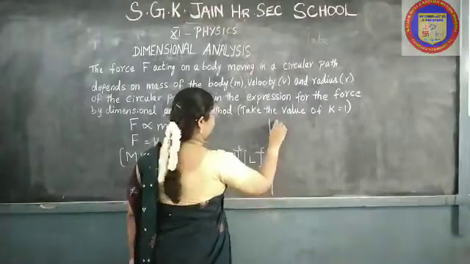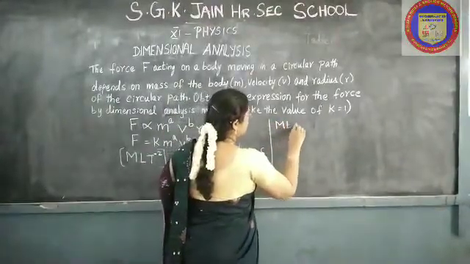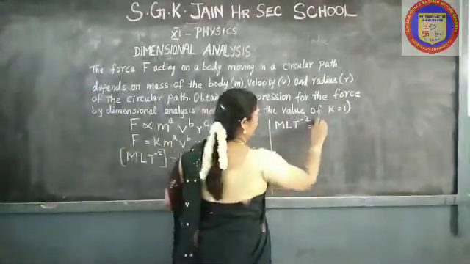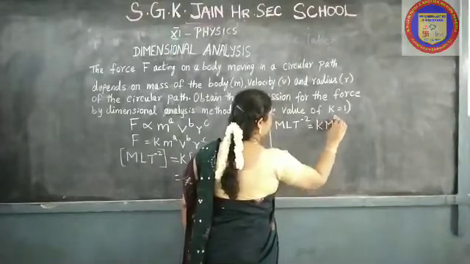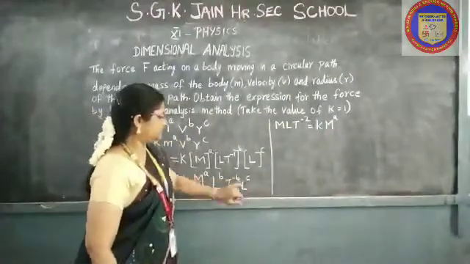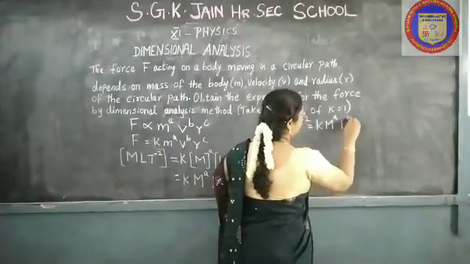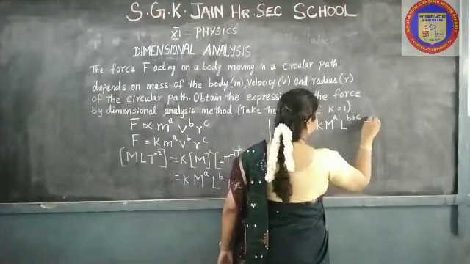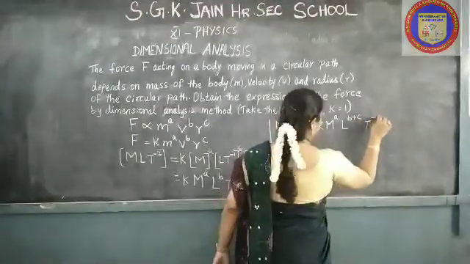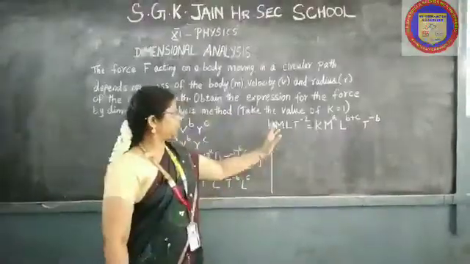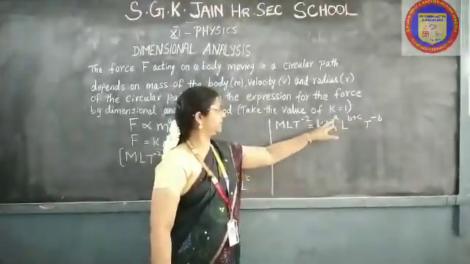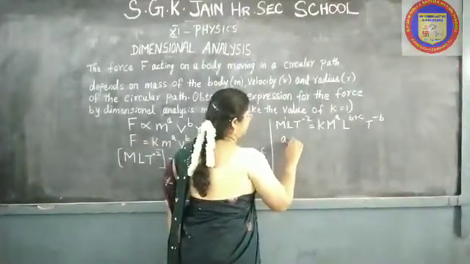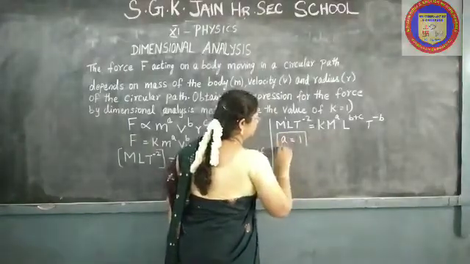So my next equation will be M L T power minus 2 is equal to k M power a, L power b plus c, and you have here T power minus b. Right. So now I will equate all the powers on both the sides. M power a, here it is M power 1, so I can write it as a is equal to 1. So I got the a value.